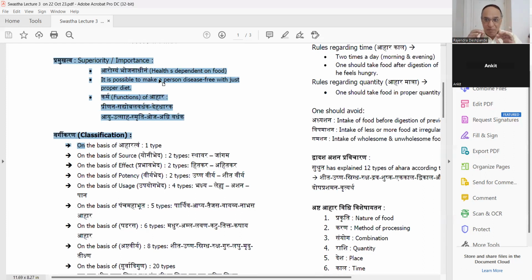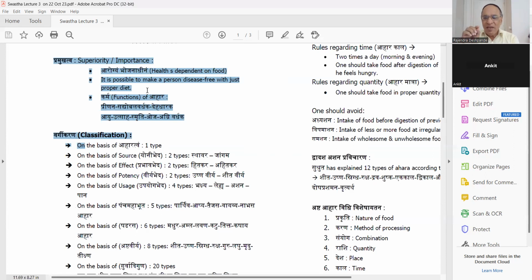If you are taking improper food, you are unhealthy. So both things depend on the food. Remember those things. It is possible to make a person disease free with just a proper diet. Please write down one word: pathya, apathya. Pathya, good things for the disease. Apathya, bad things for the disease.